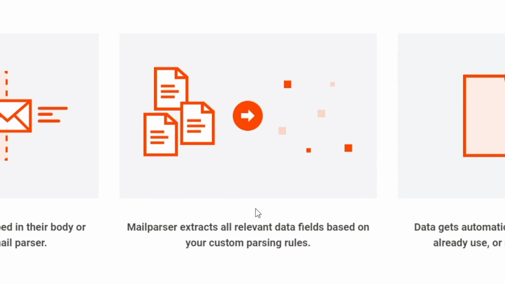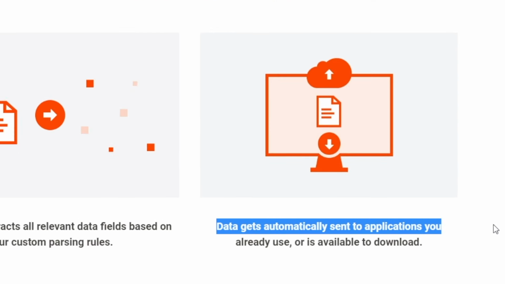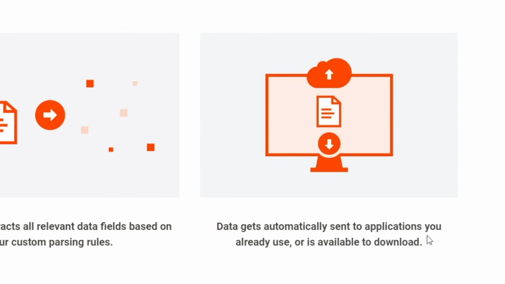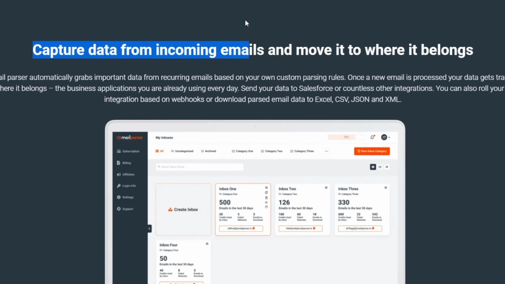What Mailparser does is extract all the relevant data based on your custom parsing rules. And that gives you a list of different leads that you can make use of. Data gets automatically sent to applications you already use or is available to download, so you can make use of it efficiently. In other words, you get to capture the data from incoming emails and then move it to where it belongs. And the best part about it is that it's already integrated with most of the tools you're already using, so you don't have to go out of your way to use Mailparser.